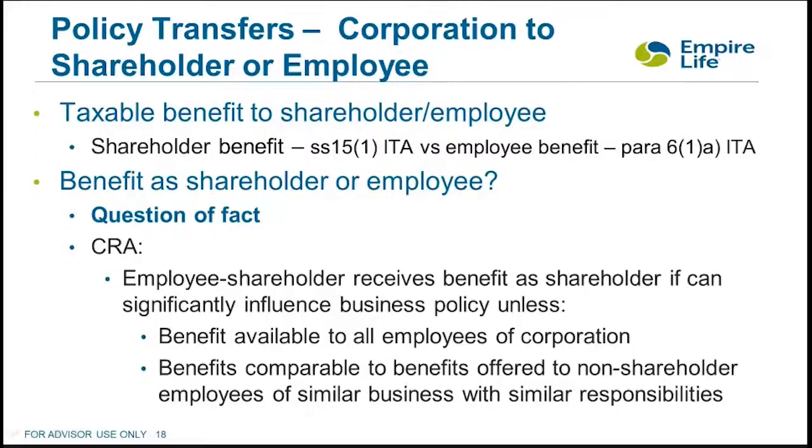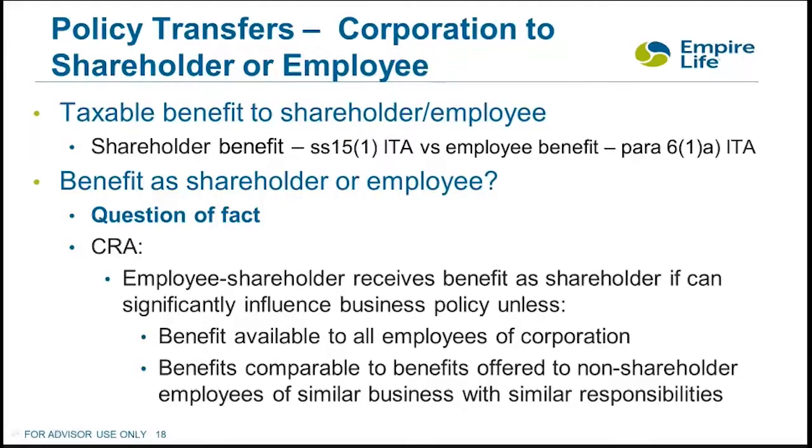The application of the non-arm's length transfer rules, subsection 148(7), does not eliminate the potential taxable benefit conferred on a shareholder or an employee as the result of the transfer from a corporation. The CRA has consistently stated that a shareholder benefit, under subsection 15(1), or an employee benefit, under subsection 6(1)(a) of the Tax Act, will be taxed in the hands of the transferee to the extent that the fair market value of the policy exceeds the amount of consideration paid by the shareholder or employee.